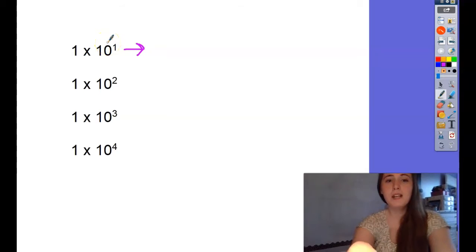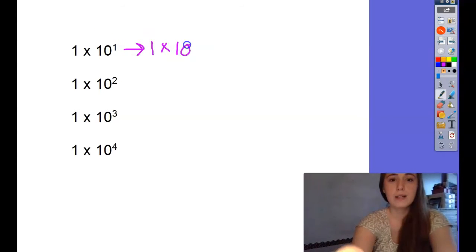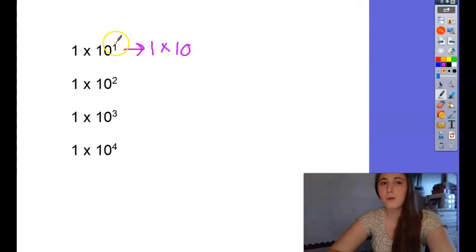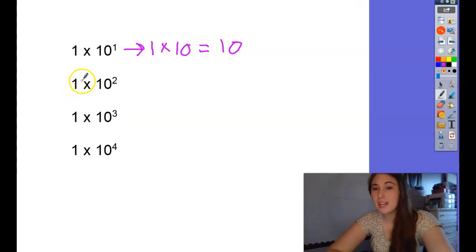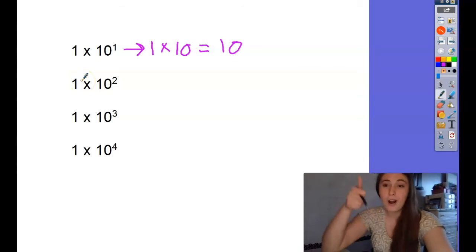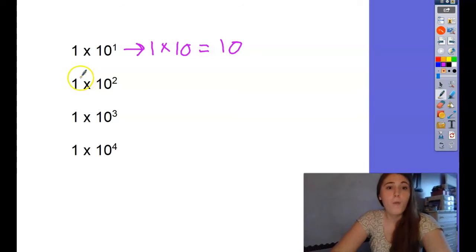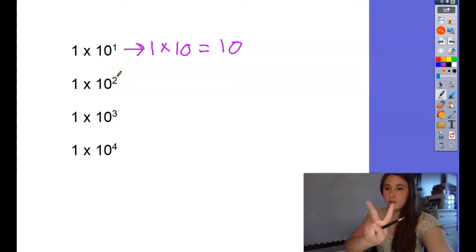So for 1 times 10 to the first, I am doing 1 times 10. And I know that because my exponent's 1. 1 times 10 equals 10. So let's see if we can keep this pattern up as we bring up our exponent. So 1 times 10 to the second. When I look at this, I notice my exponent is 2. That means I have 2 10s.